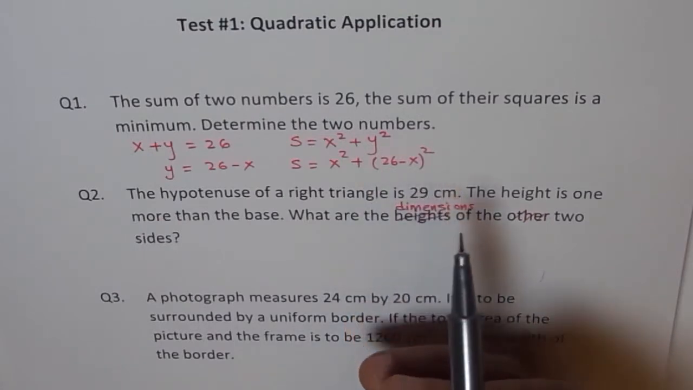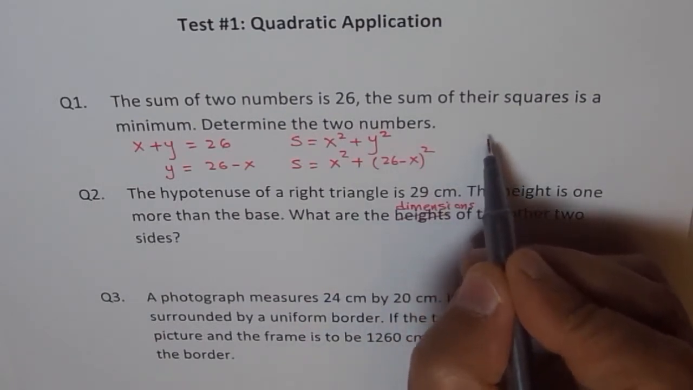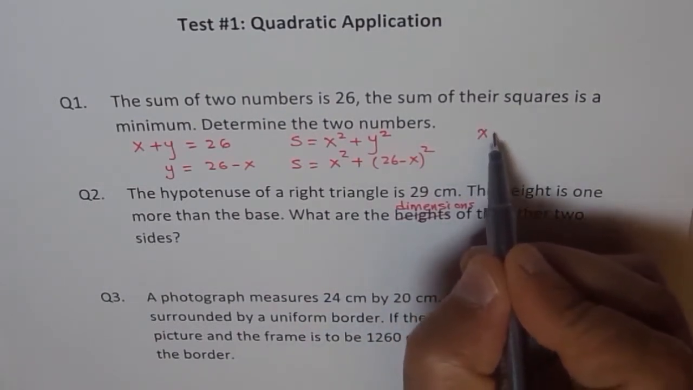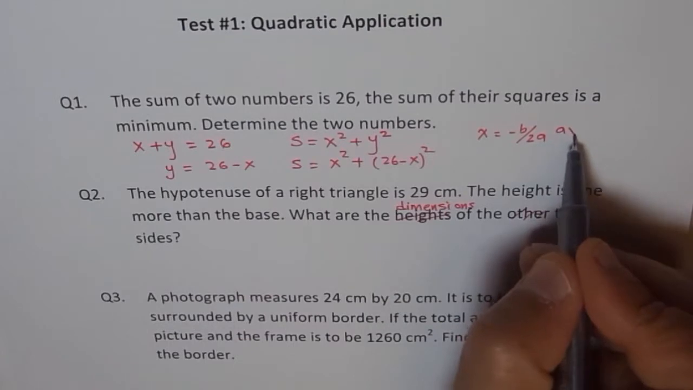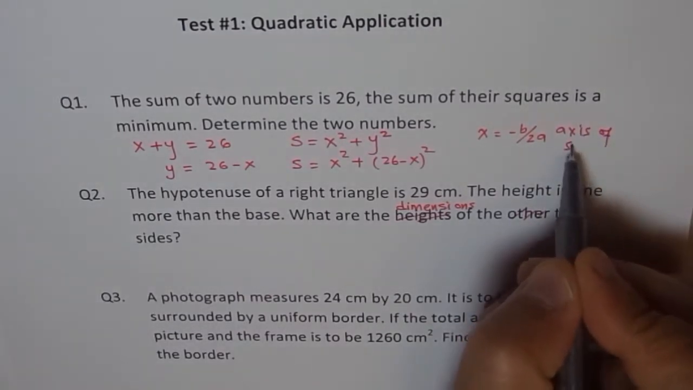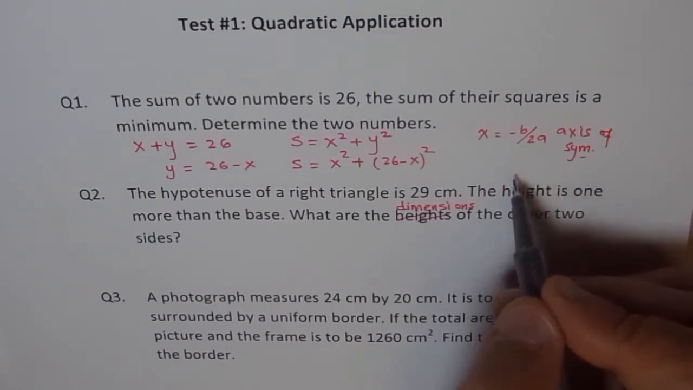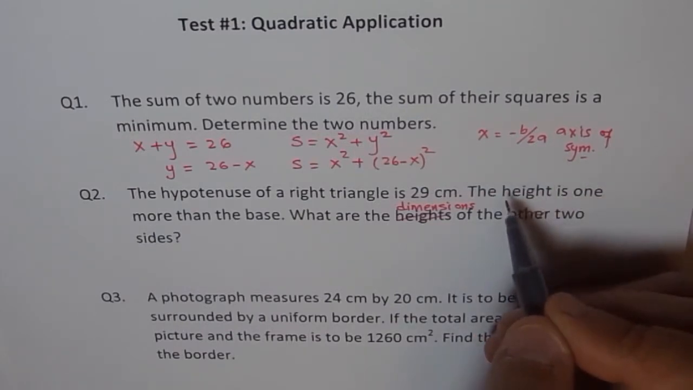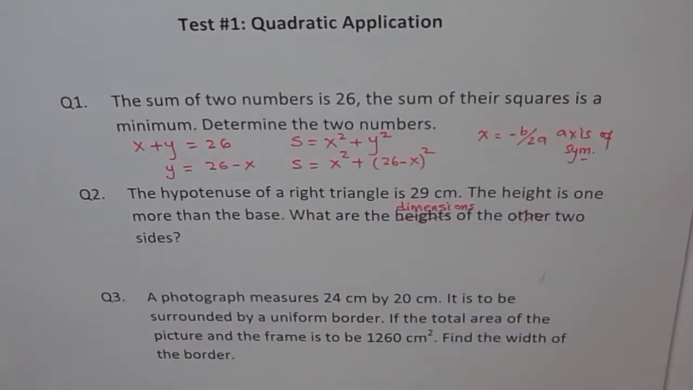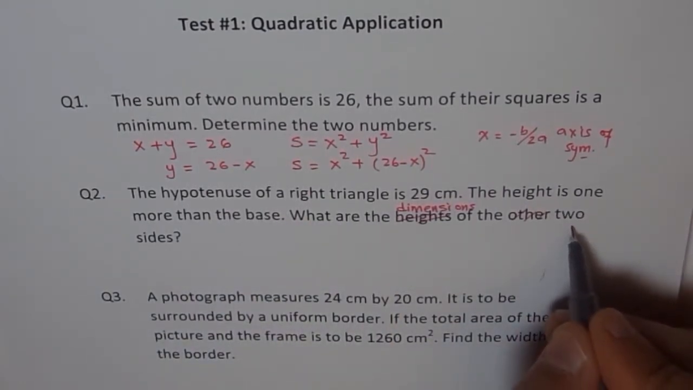Do you remember that part? So one option is, the minimum or the vertex or the axis of symmetry, let me call it to be on the safe side, will be at minus b by 2a. It is the axis of symmetry. And the value of the function at this point will give you the minimum. So that should give you the solution. Or if you don't do this method, you can do completing the squares and get the vertex. Perfect. Next problem. The hypotenuse of a right triangle is 29. So first thing is make a triangle.